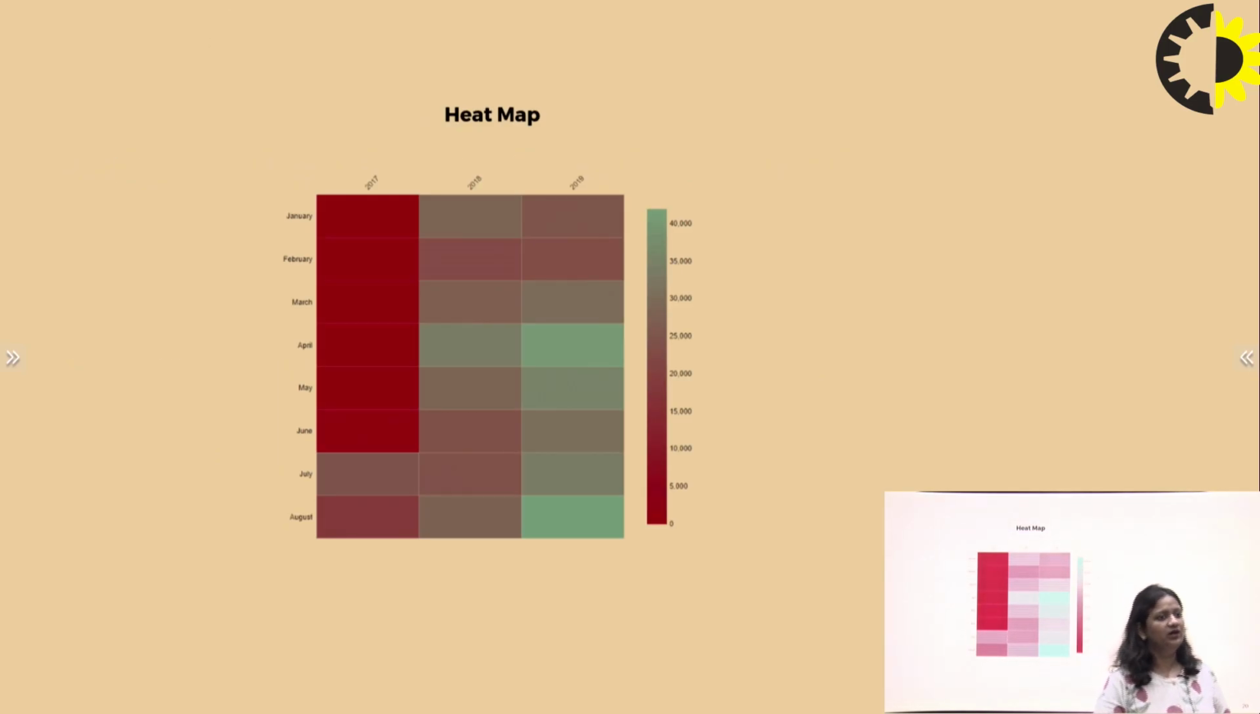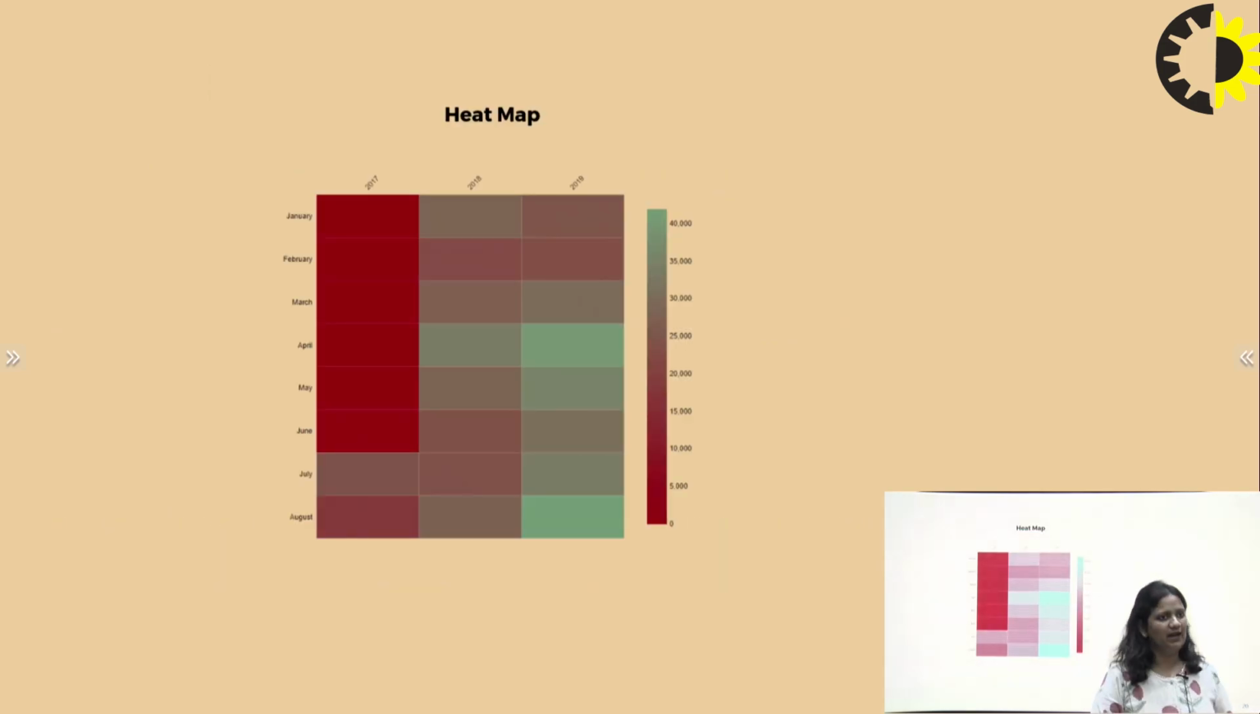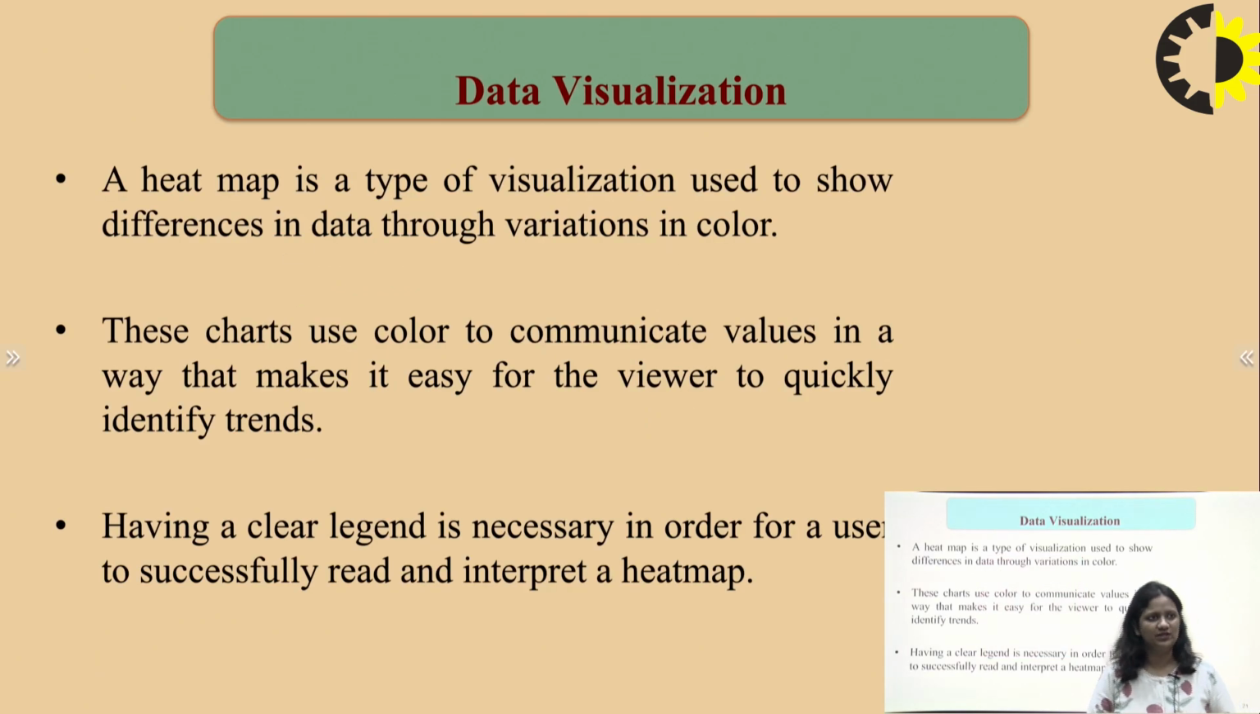Now comes the heat map. Like you all see, the heat map is full of color. Yes, it's a colorful chart. What that color means, first we are going to understand the representation of a heat map, which looks like this. A heat map is a type of visualization which is used to show differences in data through variation in color.